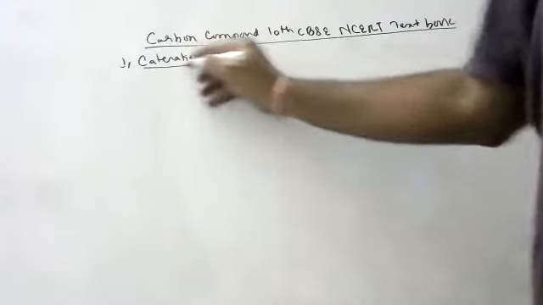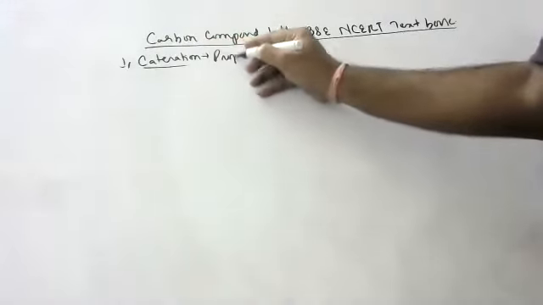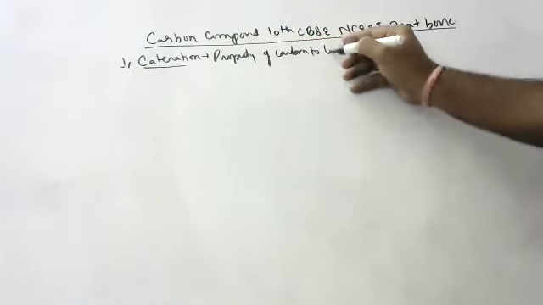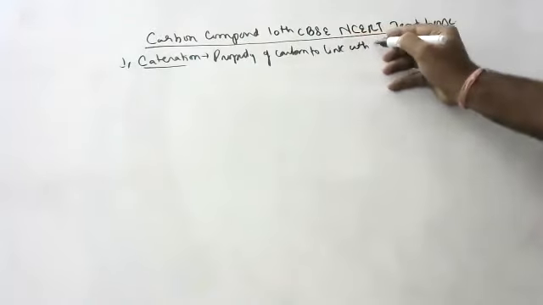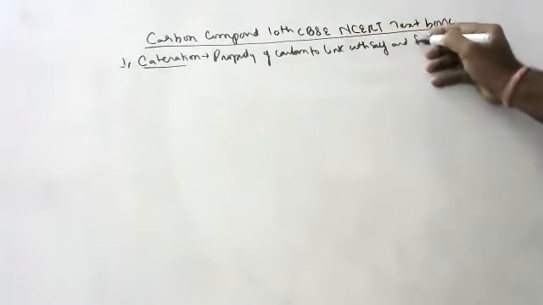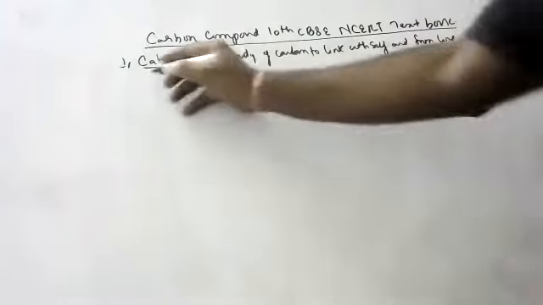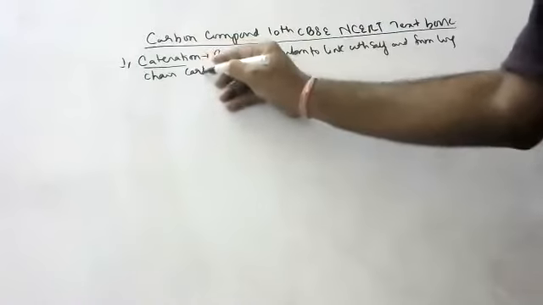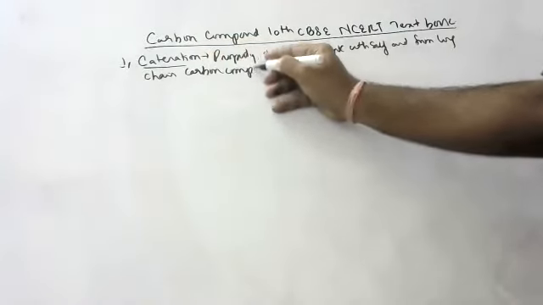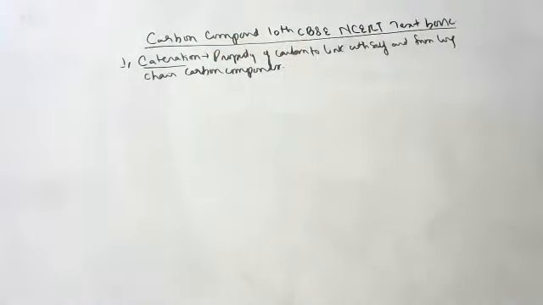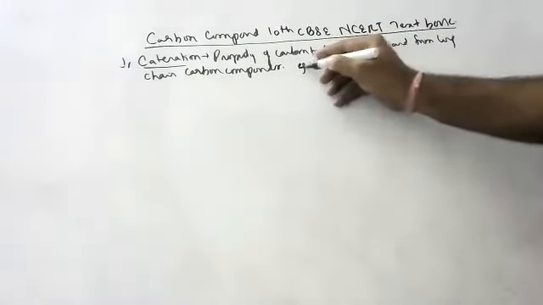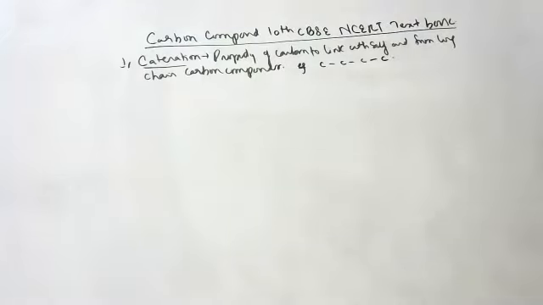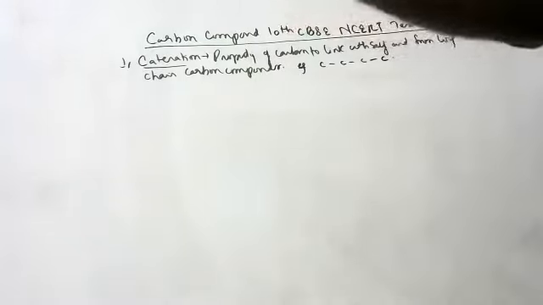What is the property of catenation? Property of carbon to link with itself and form long chain carbon compounds is called catenation. Please write it down like this in the exam, below the definition: property of carbon to link with itself.